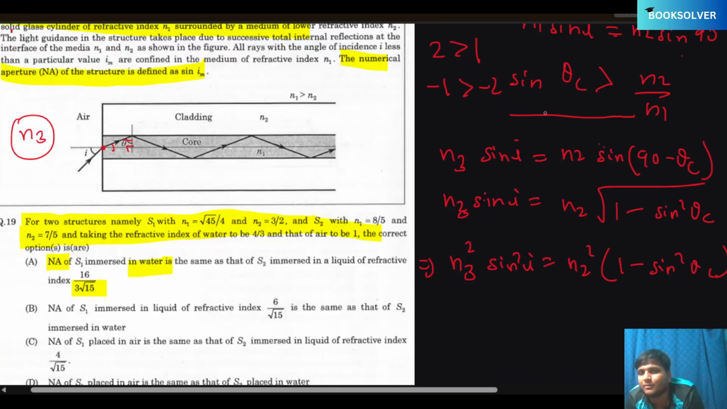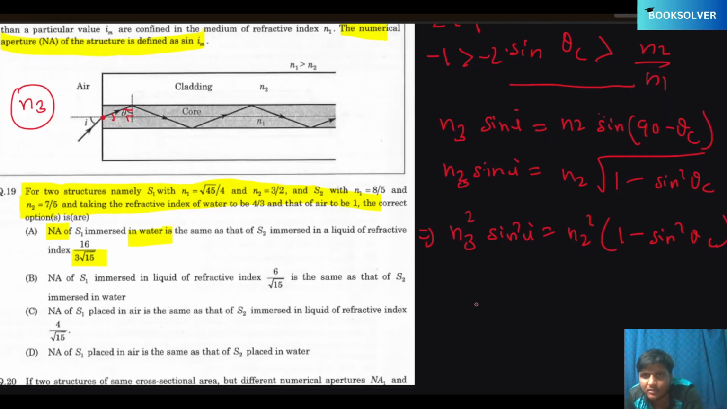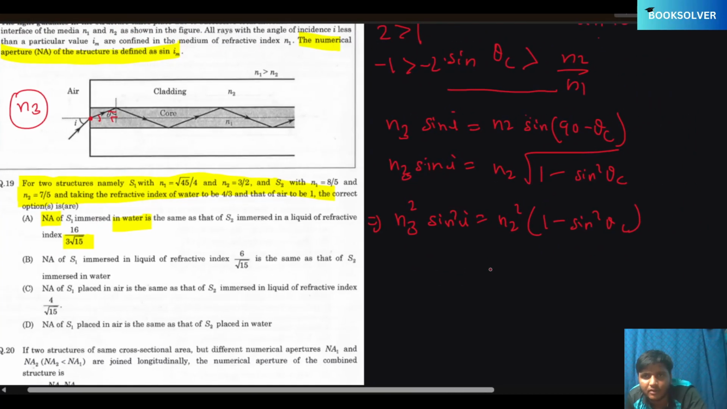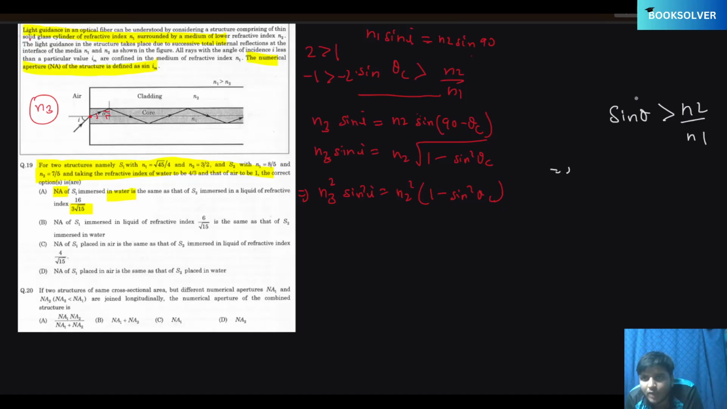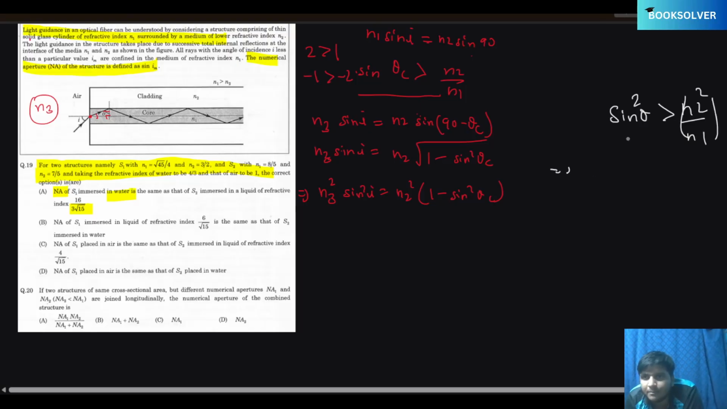So basically, I want to point out that whenever we put a negative sign, the greater than or lesser than sign changes. We know that sine theta is greater than n2 by n1, so sine square theta will also be greater than (n2 by n1) whole square. And if we put a negative, then the sign will change. It will be minus of sine square theta less than minus of (n2 by n1) whole square.